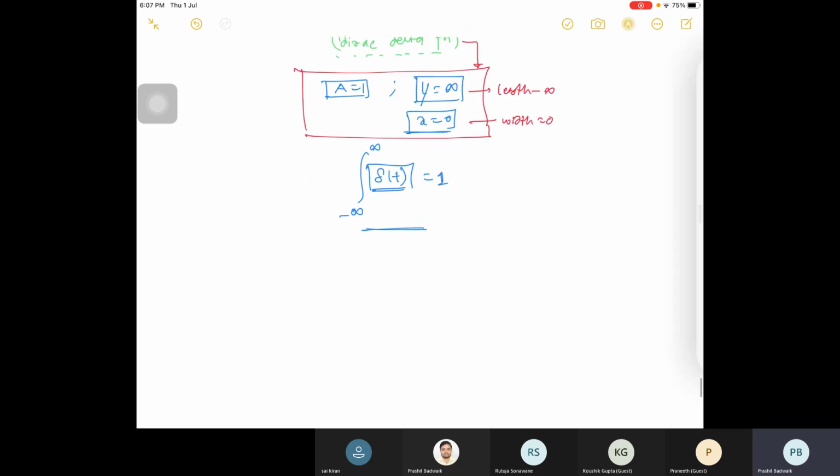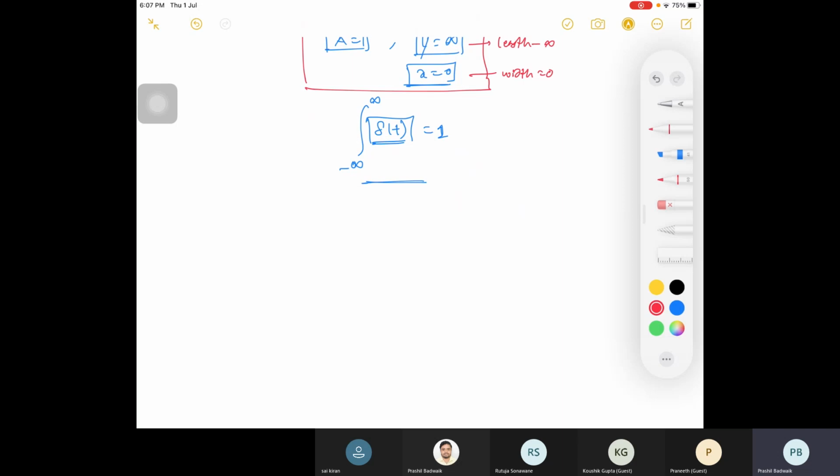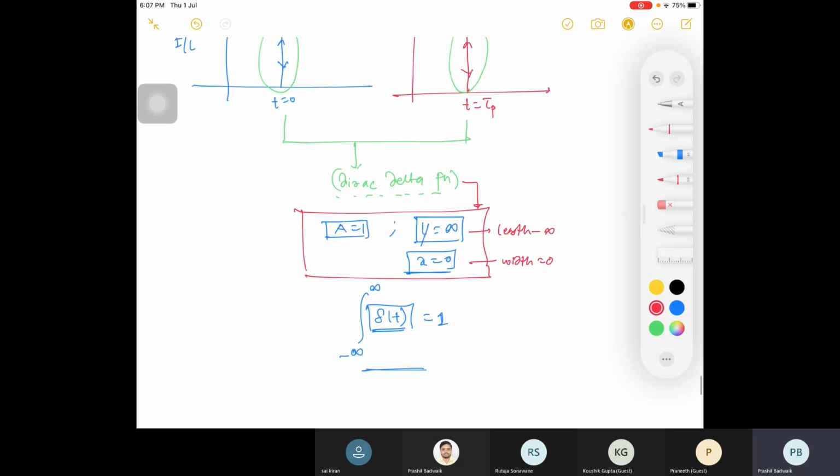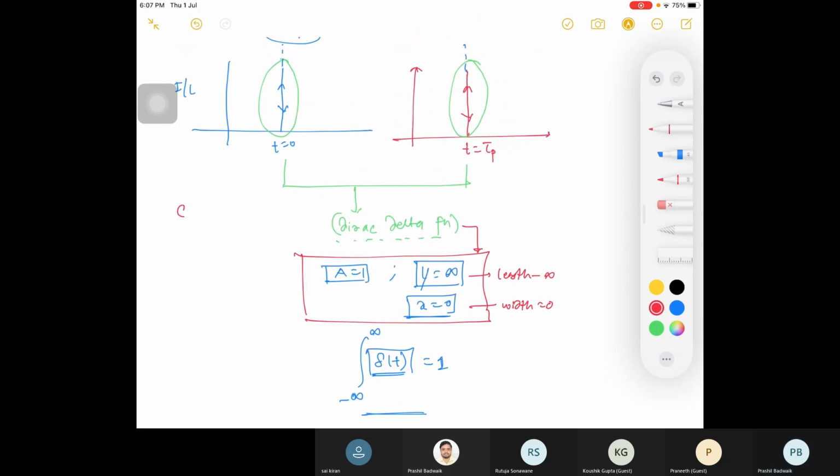So I hope you are clear with perfect and imperfect injection. So what is your C in value then? Looking at this curve, what is the C in concentration at any time at the inlet? In terms of limits, you can write t less than 0, t equal to 0, and t greater than 0.